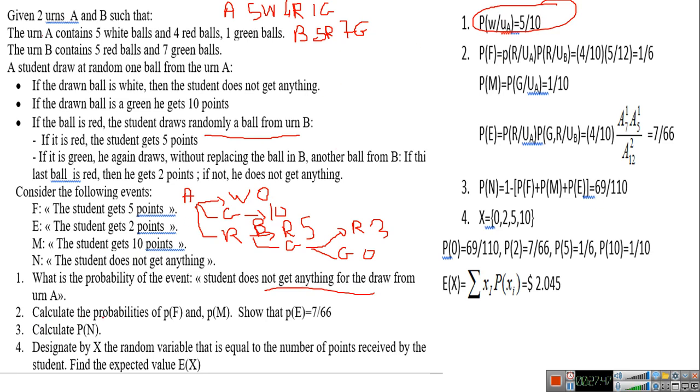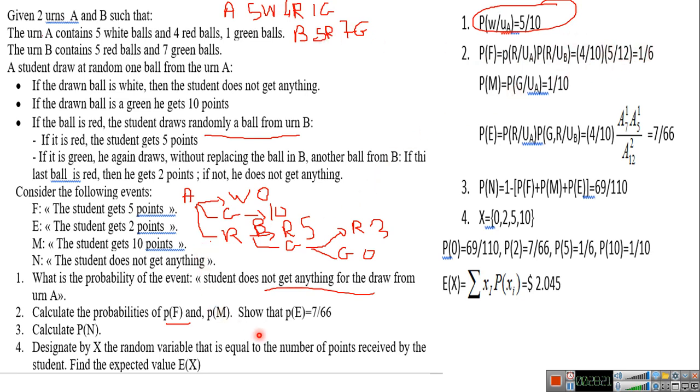The second one, calculate the probability of F. What's F here? F, the student gets 5 points, so 5 points here. So he must draw first of all, as you can see here, let me put it laser, from urn A red. So red knowing A, then he's going to get a red knowing B. So independent because he's going to draw from each one. So a red from A is 1 out of 4 over 1 out of 10, so 4 over 10. And the red from B, 1 out of 5 over 1 out of 12, so 5 over 12.